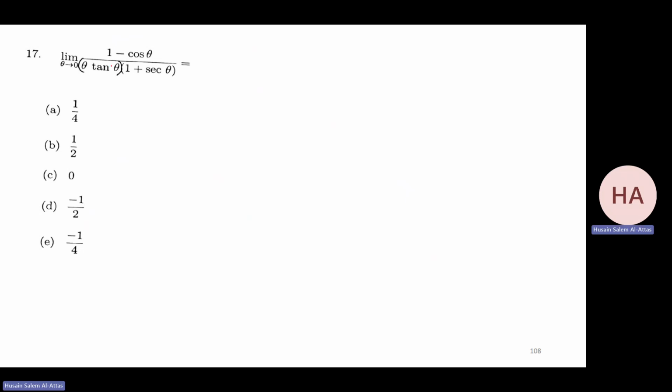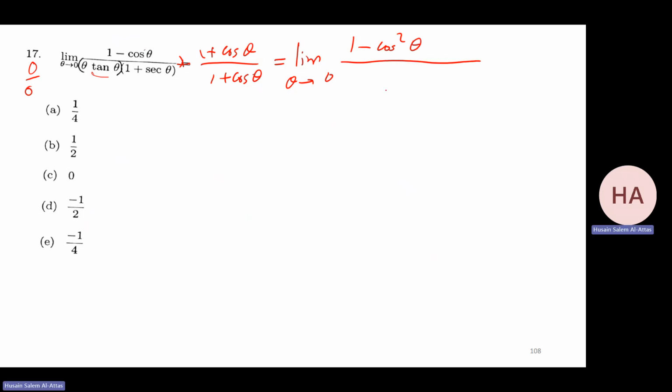Here you need to notice, if you take 1 minus cosine over theta as 0, still you have 0 over 0. So you need to do something. First, multiply by 1 plus cosine over 1 plus cosine. So that will be the limit as theta goes to 0 of 1 minus cosine squared theta over theta tan theta times 1 plus secant theta.